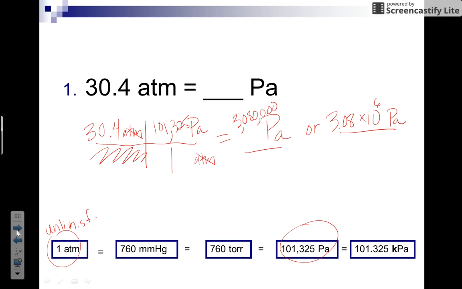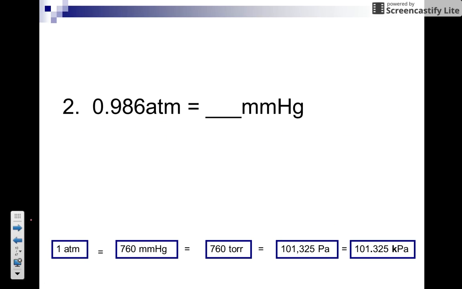Okay, that's our first example. Make sure you're doing these along with me and that you're verifying you're getting the same answers as well. All right, here, atmospheres to millimeters of mercury. So we're going to be using this and this conversion factor. So let's start with our given, 0.986 atmospheres. We want to convert it to millimeters of mercury.